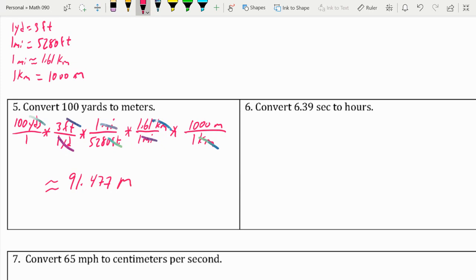Now, converting 6.3 seconds to hours. This one's not so bad.